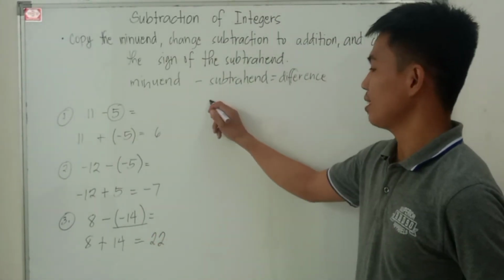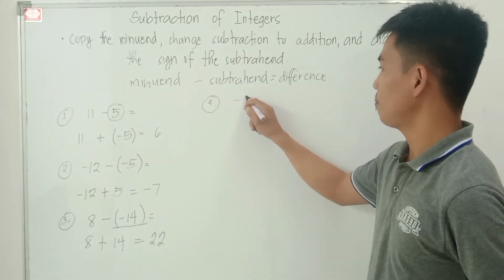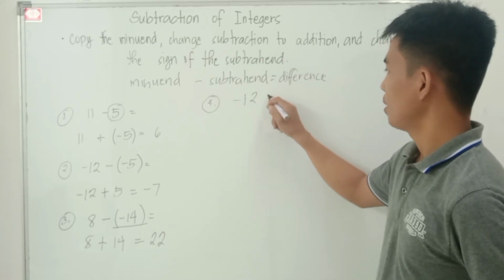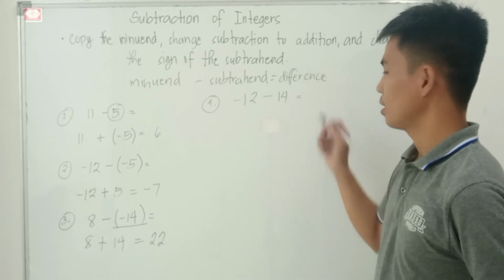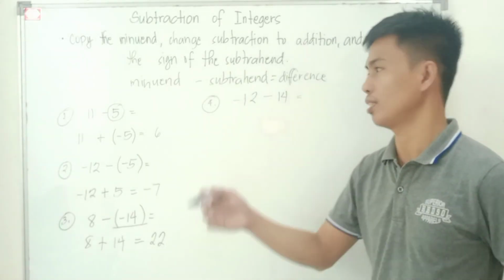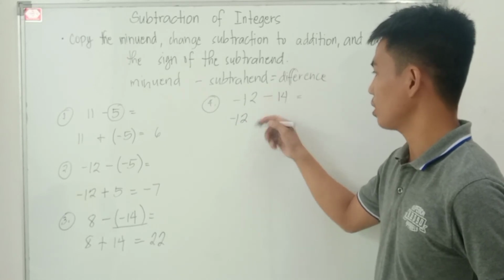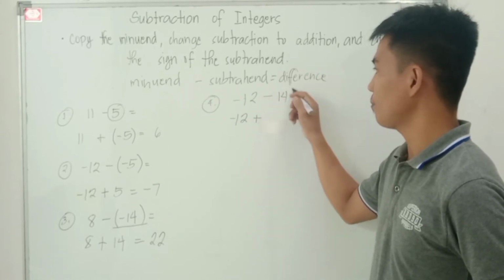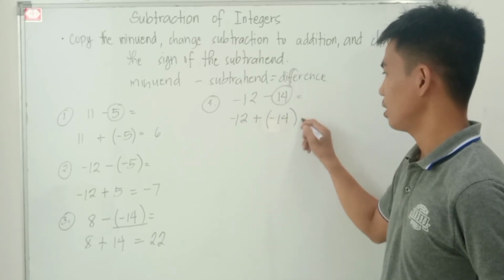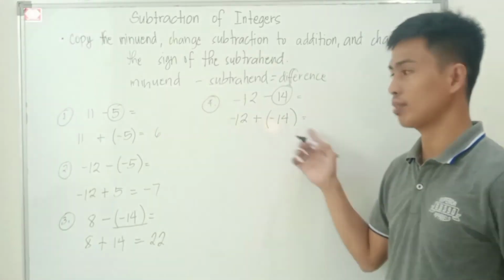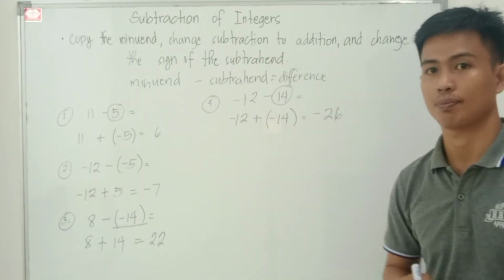Next. So let's say we have negative 12 minus 14. So how about this given? So same procedure. Copy the minuend, negative 12. Then change subtraction into addition. And positive 14, change the sign, it will become negative 14. Then proceed to addition. So same sign, that will be negative 26.